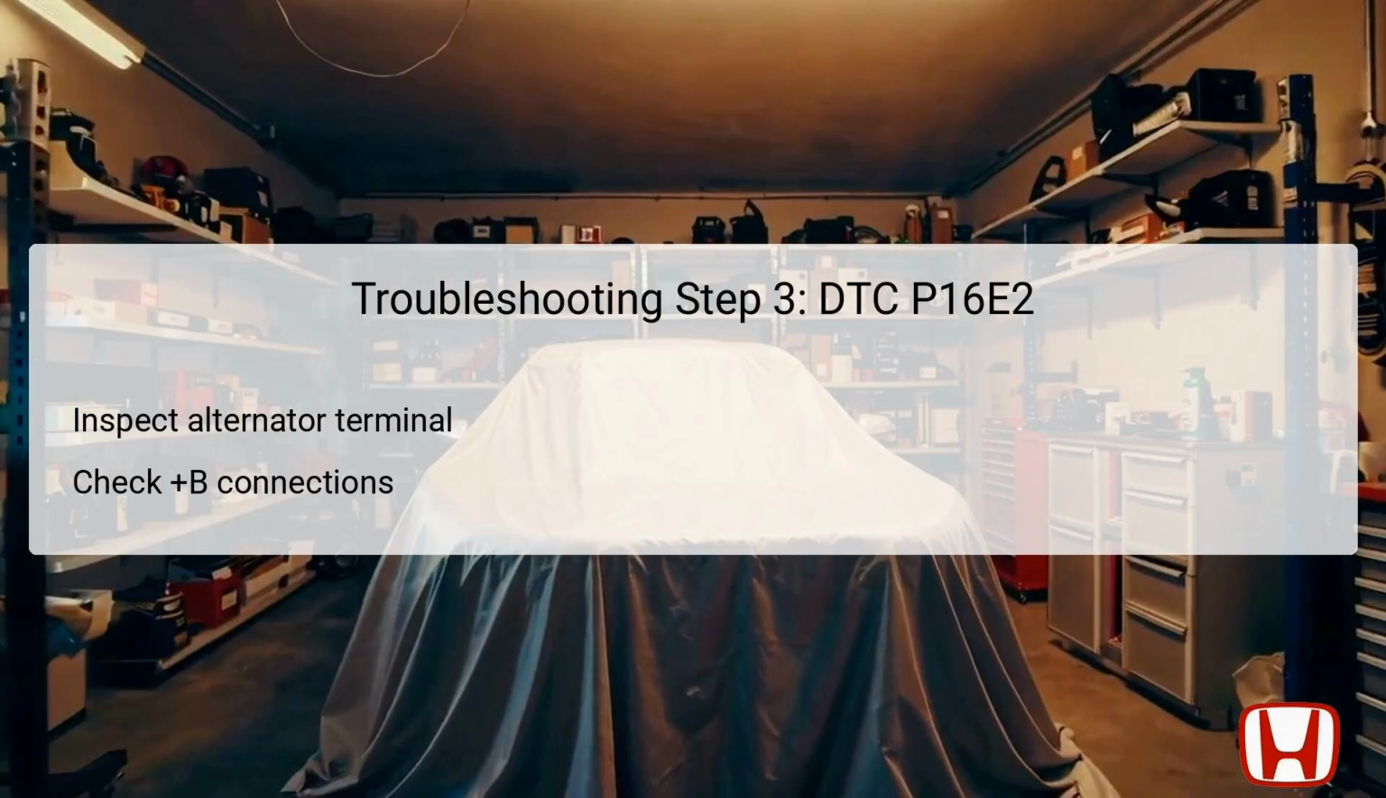The next step involves inspecting the alternator's +B terminal for any loose connections or signs of damage. The +B terminal is essential for the proper functioning of the alternator, as it supplies battery voltage and facilitates communication with the PCM through LIN. A loose connection can easily lead to unstable readings that the PCM interprets as communication errors, hence storing DTC P16E2.